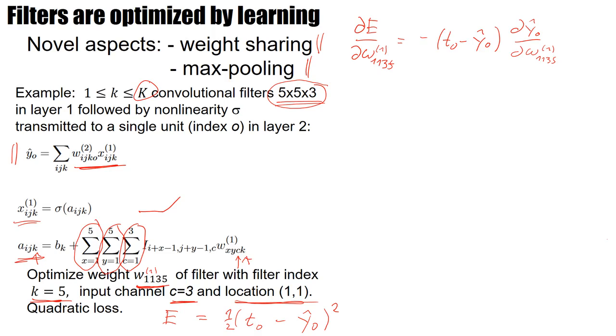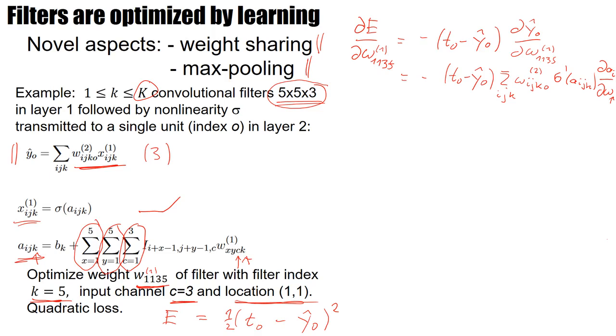Now, the y hat is given by this equation 3 here, so let's use this. And so now I can copy this, and I get now this sum over i, j and k, and I get a w_ijk to this output unit, and I have my sigma prime of a_ijk, and then I have the derivative of a_ijk divided by dw with the full indices to be put here.